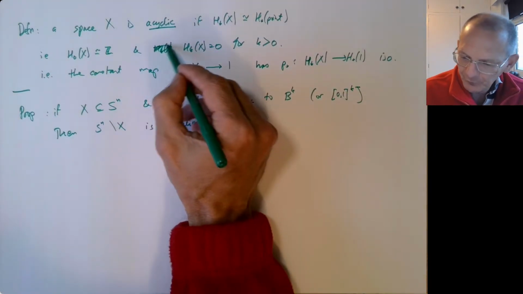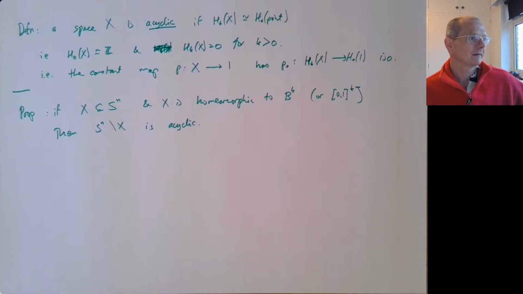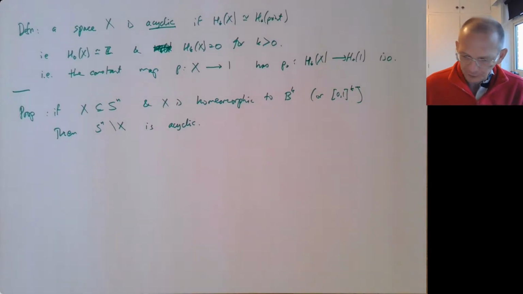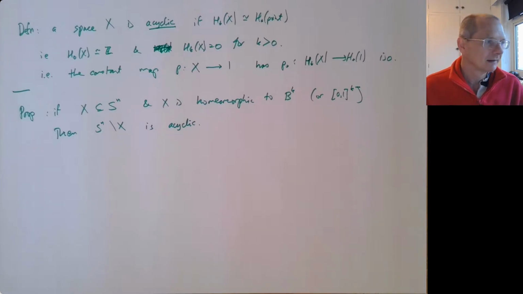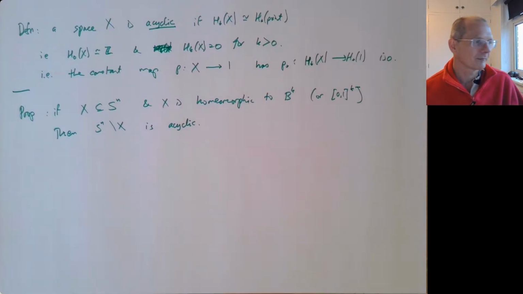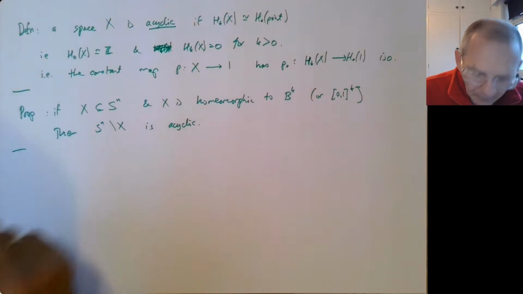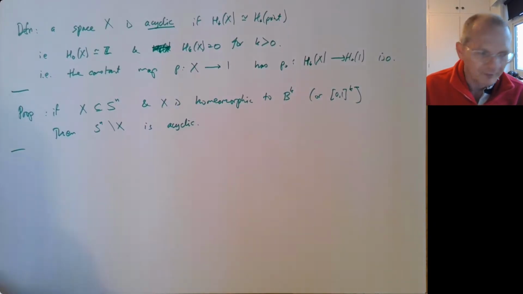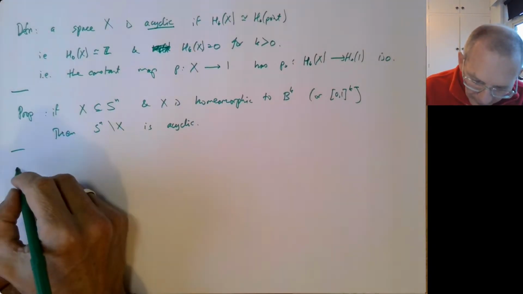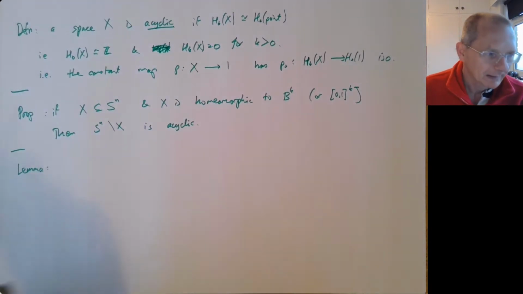So notice, of course, that contractible spaces are acyclic. Acyclic spaces are very often contractible, but not always. So we're not claiming that S^n less X is contractible here, but we are just claiming that it looks, in terms of homology, as though it was contractible. Okay, so we'll have some lemmas and various discussion before we really get into the proof of this proposition. But here's one lemma that's useful for setting the scene.